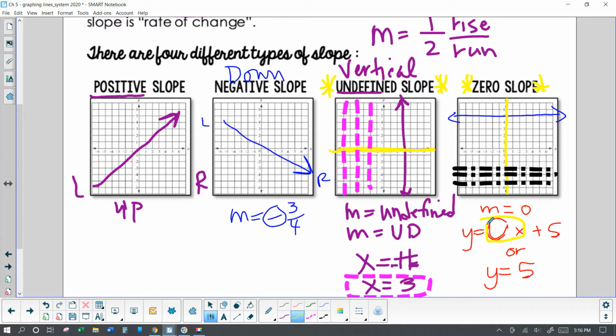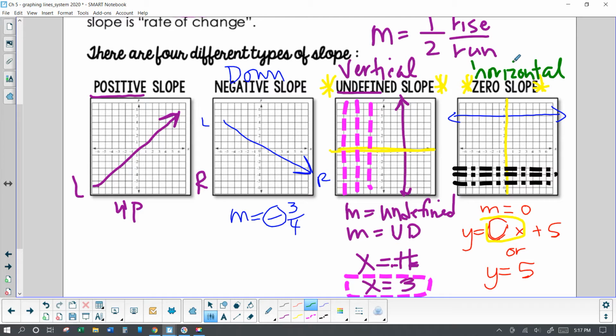So these two lines are kind of special. They kind of play by their own rules, the vertical and horizontal lines. And we just have to get used to the rules for those two types of lines.